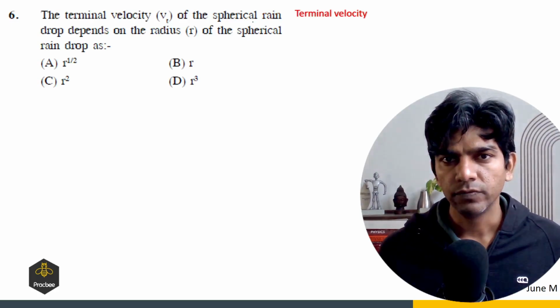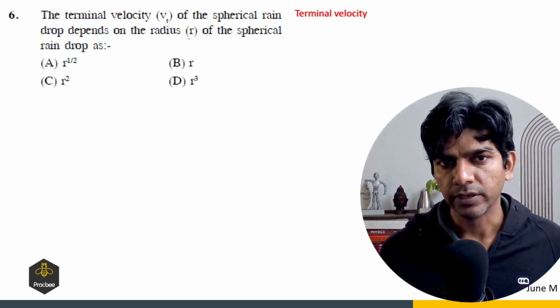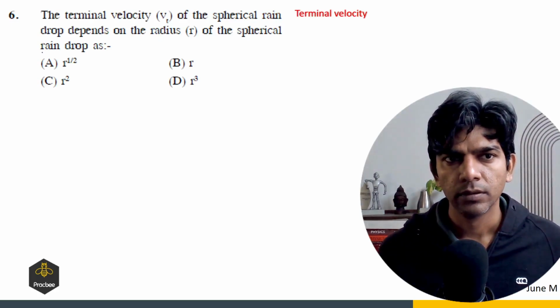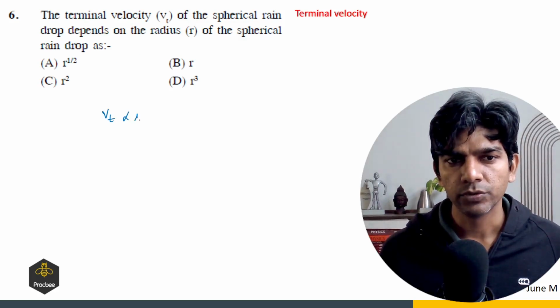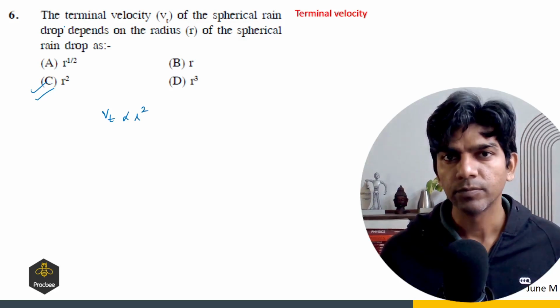The terminal velocity Vt of a spherical raindrop depends on the radius of the raindrop. So we know that terminal velocity is directly proportional to the square of the radius. So option C is the right answer.